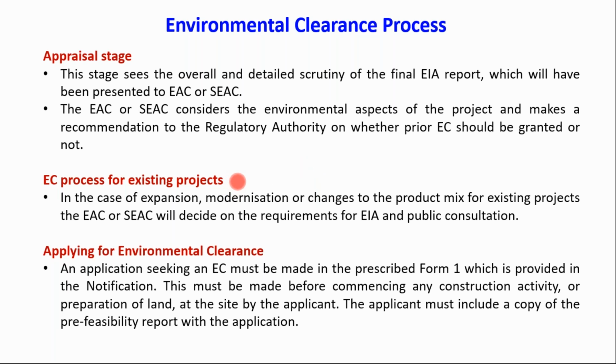EC process for existing projects. In the case of expansion, modernization or changes to the product mix for existing projects, EAC and SEAC will decide on the requirements for EIA and public consultations. So for modernization and expansion activity, the SEAC or EAC may decide on the requirements for environment impact assessment and for the public consultation. Then applying for environmental clearance: the application seeking EC must be made in form 1 provided in the notification.